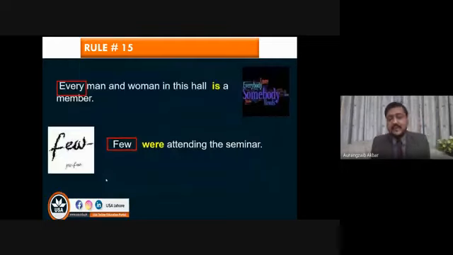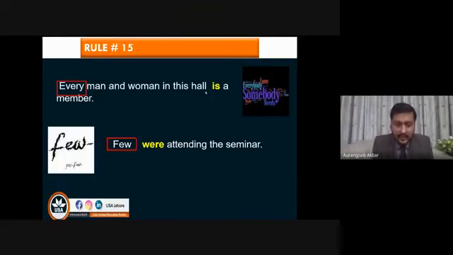So rule number 15 basically talks about indefinite pronouns: every man and woman in this hall is a member. Here, men and women are two nouns joined with the help of and, but we have used every. The pronoun is indefinite, so we have to use the singular. Every man and woman in this hall is a member. "Are a member" is not correct.